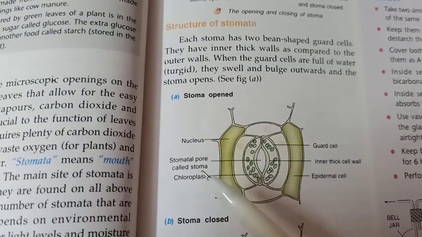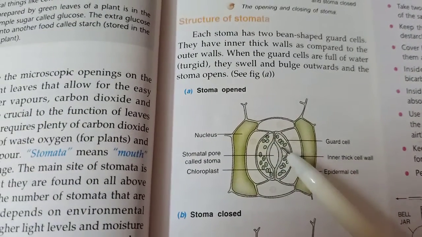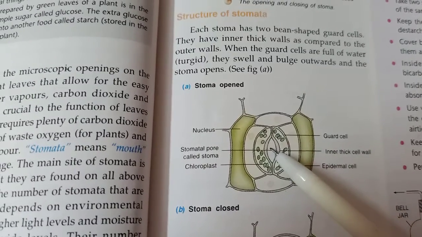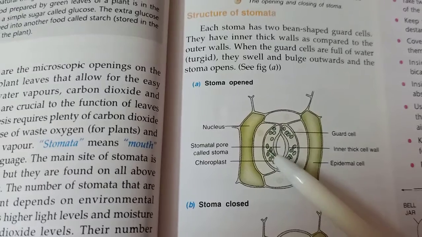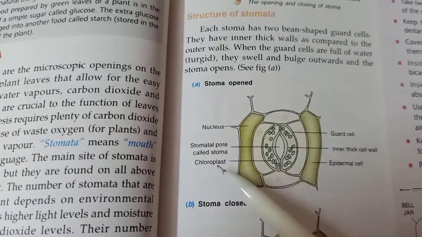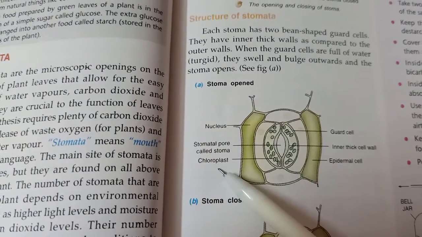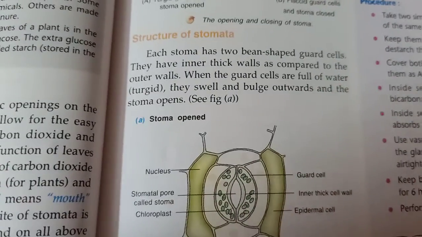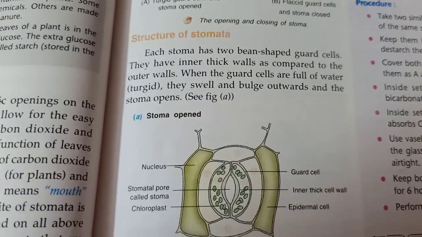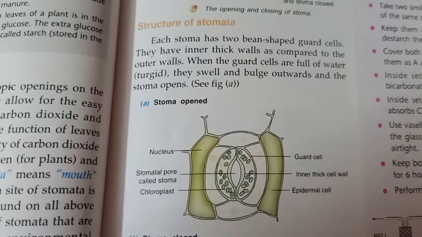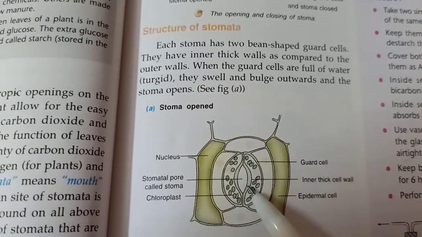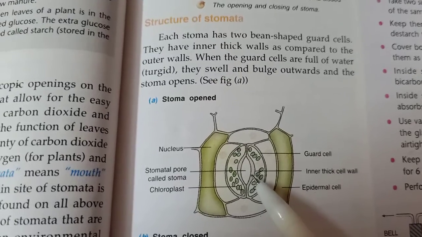This pore is known as stomatal pore or stoma, and these green dots are known as chloroplasts. Each stoma has two bean-shaped guard cells. They have inner thick walls as compared to the outer walls. These inner walls are thicker as compared to the outer walls.